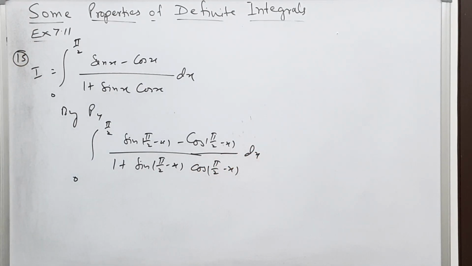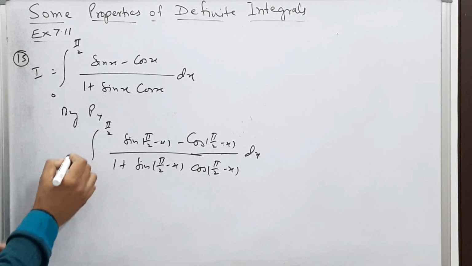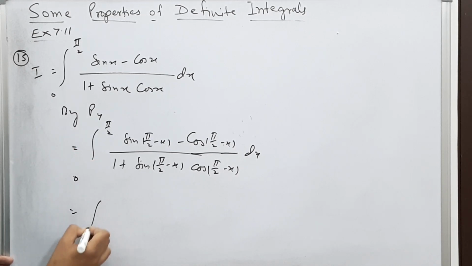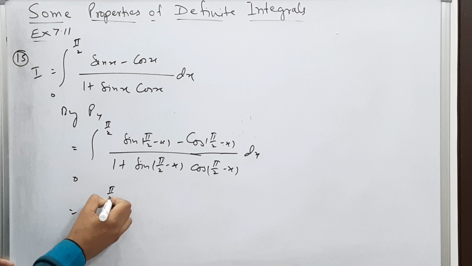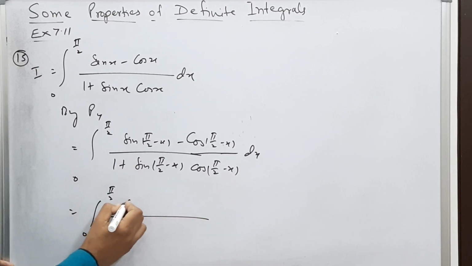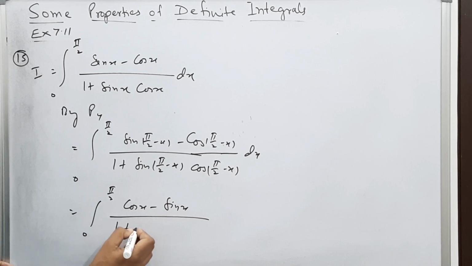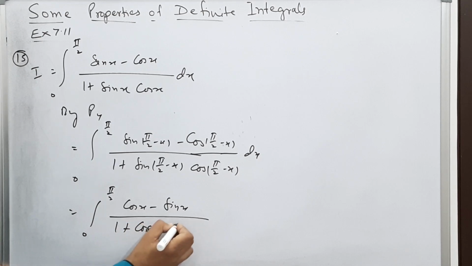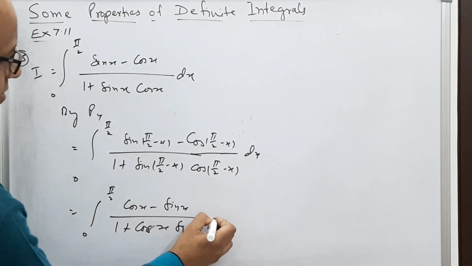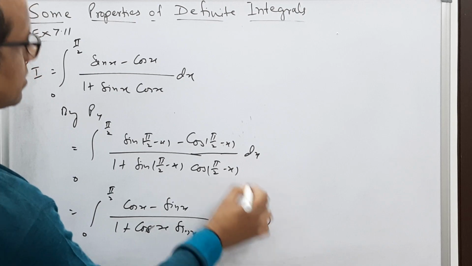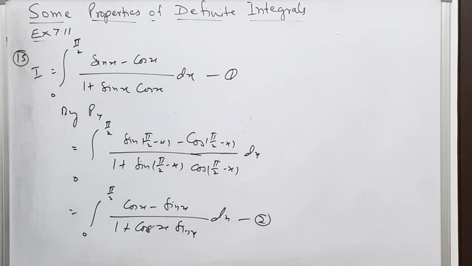Please see this part. So in the next step, it will be 0 to pi by 2. This will be cos x and this will be sin x. And 1 plus this will be cos x and this will be sin x dx. So this is number 2 and this is number 1.